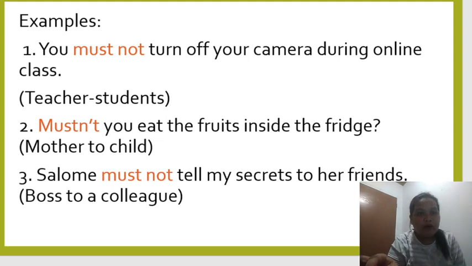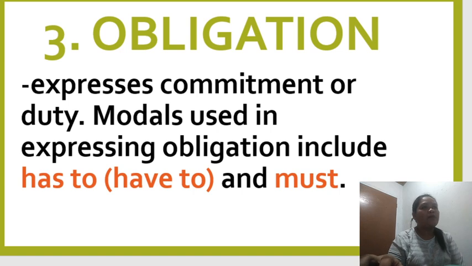Next type of modals is the last one. We are now in the last type of modal verbs, which is modal verbs expressing obligation. So what is obligation? Obligation expresses commitment or duty. Modals used in expressing obligation include has to or have to and must. When we say obligation, it is something that you need to do, or a duty. So the modal verbs that express obligation are has to or have to and must.